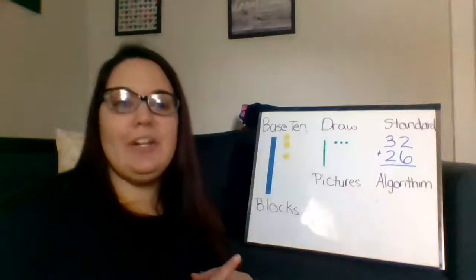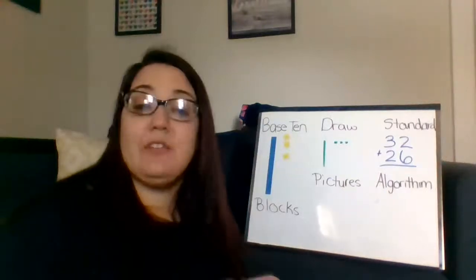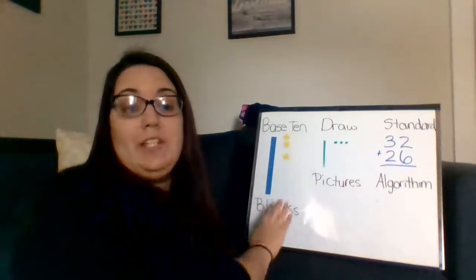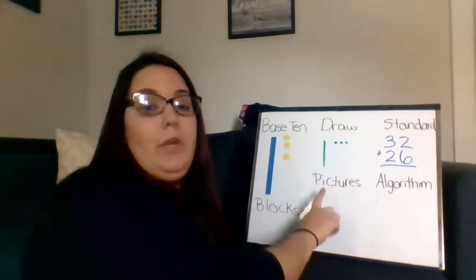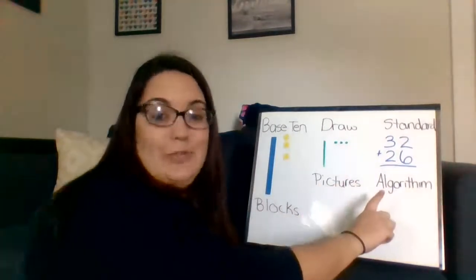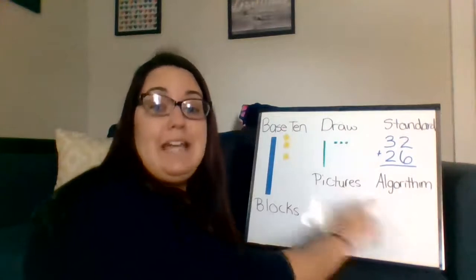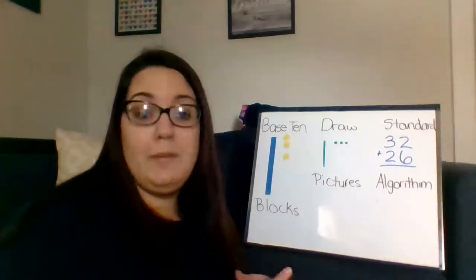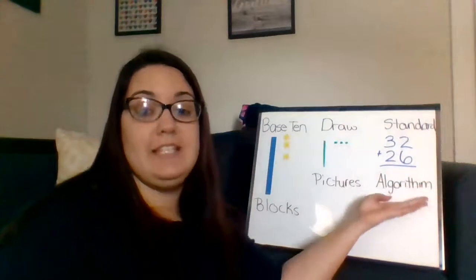Hi everyone! We are learning how to add two-digit numbers, and there's three ways we can do that. We can use our base 10 blocks, we can draw pictures, or we can use our standard algorithm. Today, in this video, we're going to be adding two-digit numbers using the standard algorithm.